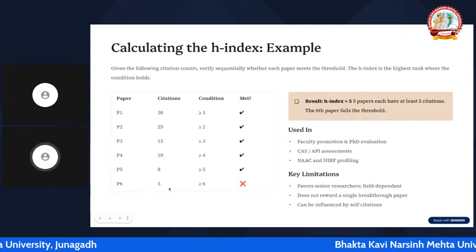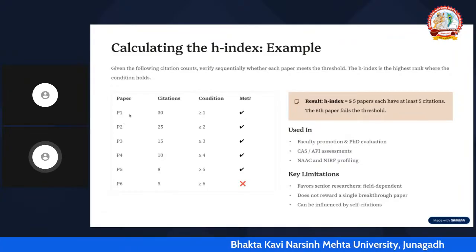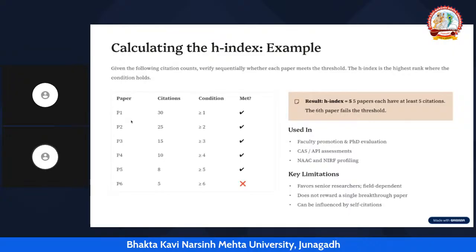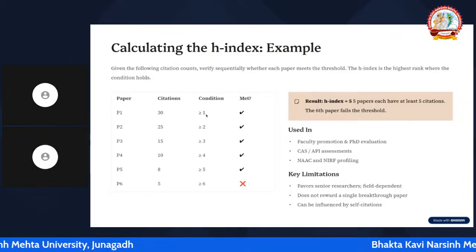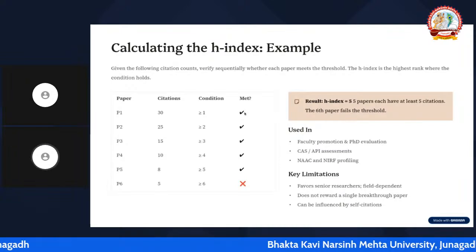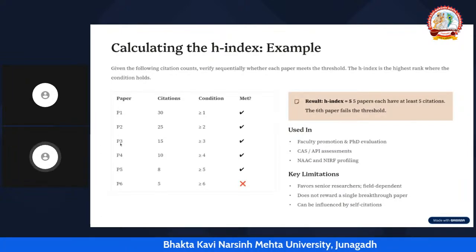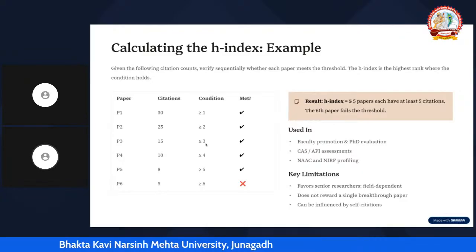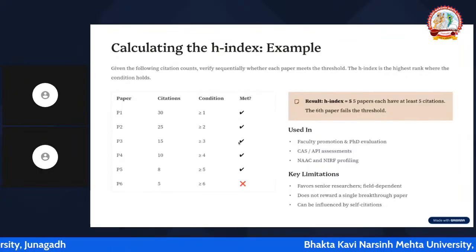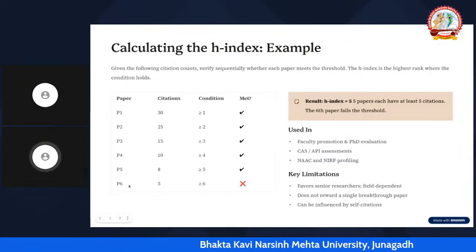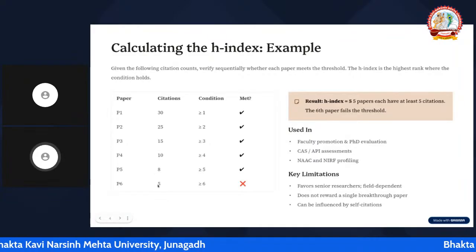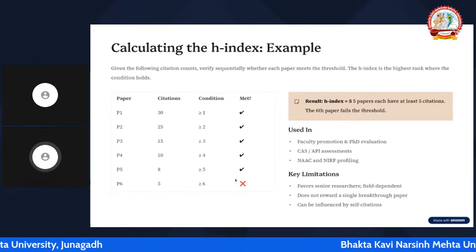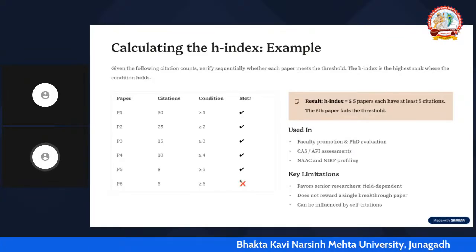So, how can you calculate the number of papers that have at least these citations? First paper, at least one citation, one or more. That means you are satisfying the requirement. P3, the third paper, needs at least three citations, and already we have 15 citations. It satisfies the requirement. Same here, P6, the sixth paper, receives only five citations, so that is not covered in the H index.